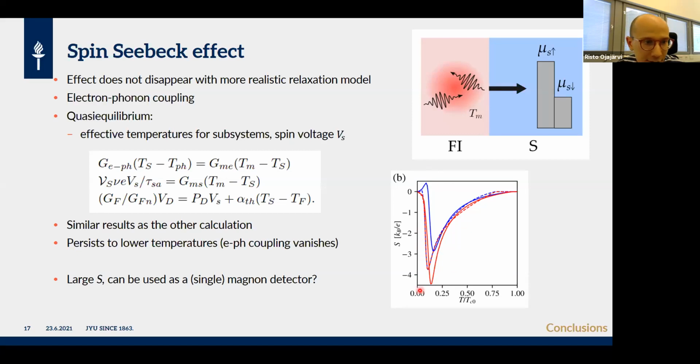At low temperatures, this electron-phonon relaxation gives a larger Seebeck coefficient because it vanishes faster than this Dynes parameter. This is a very large Seebeck coefficient, so perhaps this system could be used as a magnon detector.